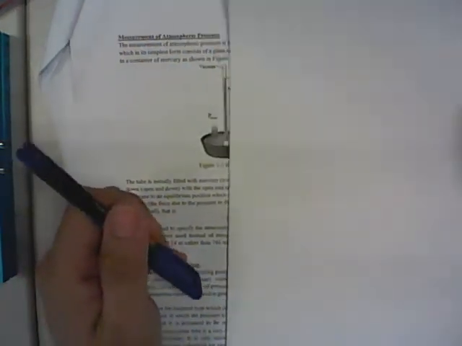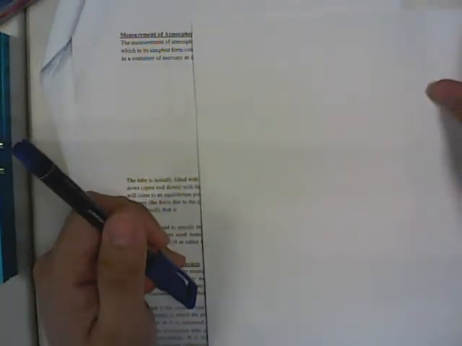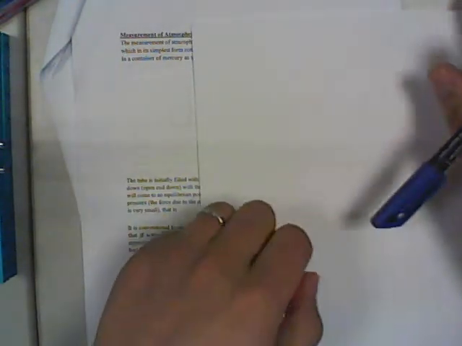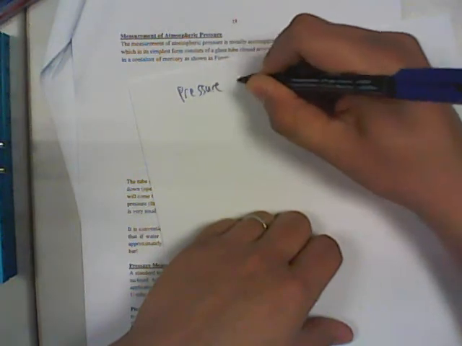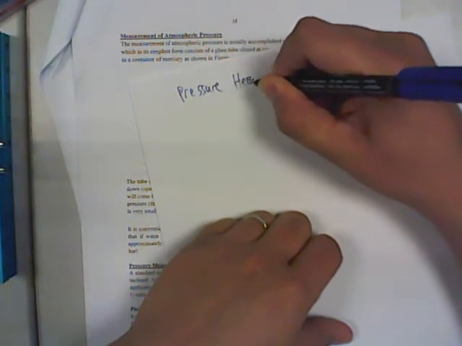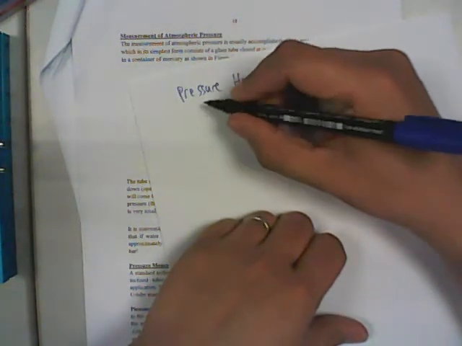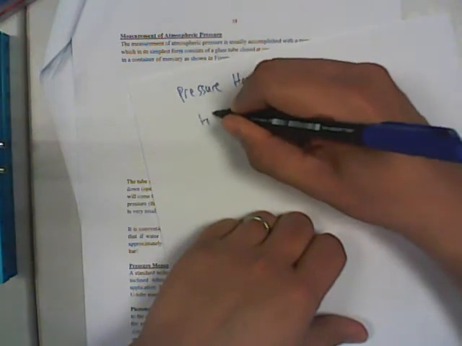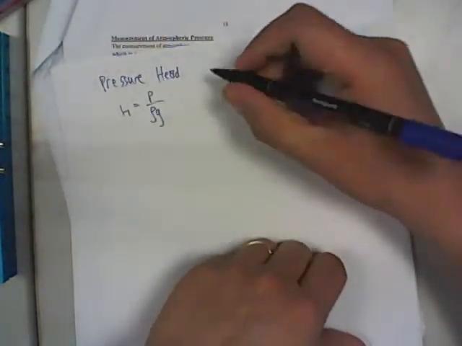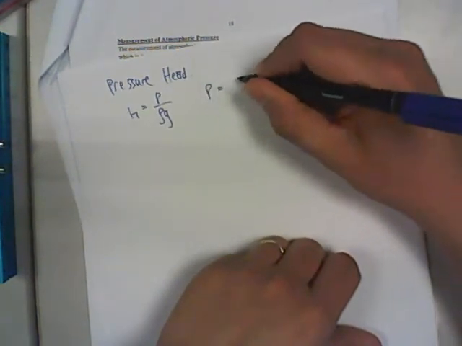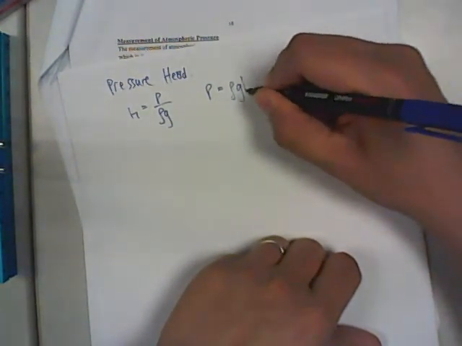Hi, welcome back. So previously we talked about this thing called pressure head, and the equation is H equals P over rho g. This is also similar to rho g H.